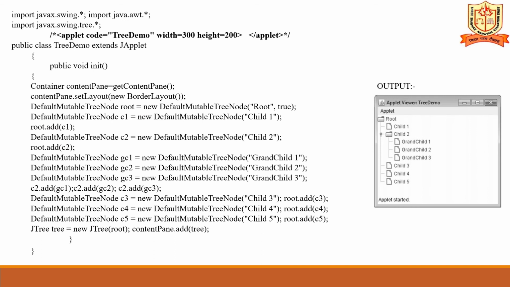Here the entire program of JTree is written. Just pause this video, go through the program. Creation of the root node and child nodes and grandchildren. And after creation, you have to add these nodes to the root node. And add this root to the JTree and add this JTree object to the content pane. Just pause it and go through this.